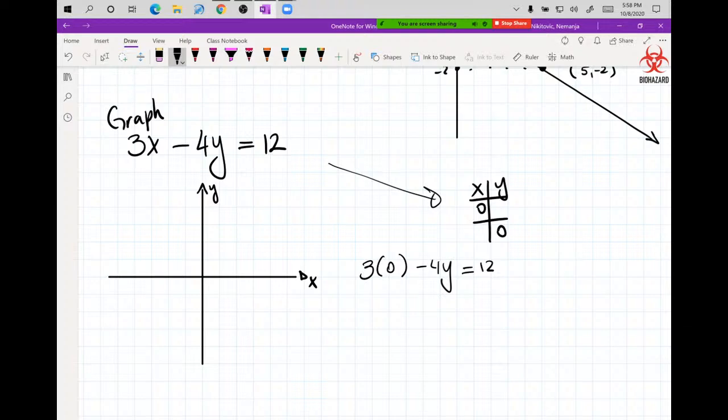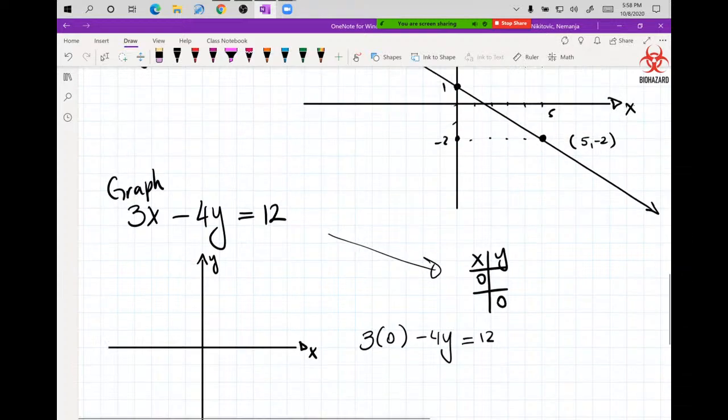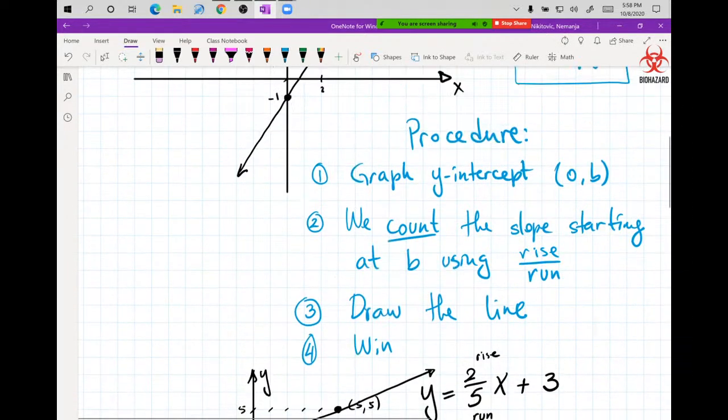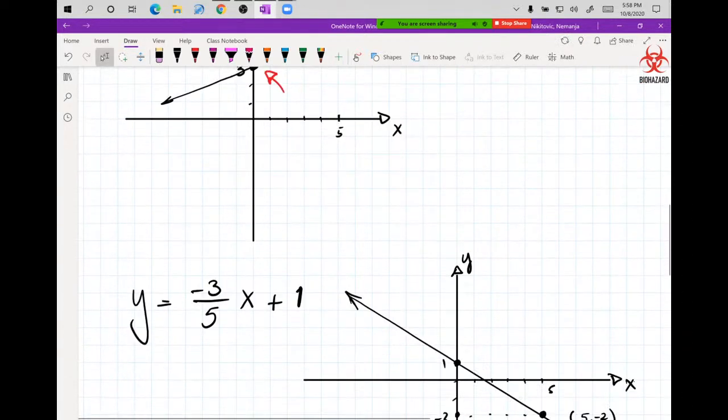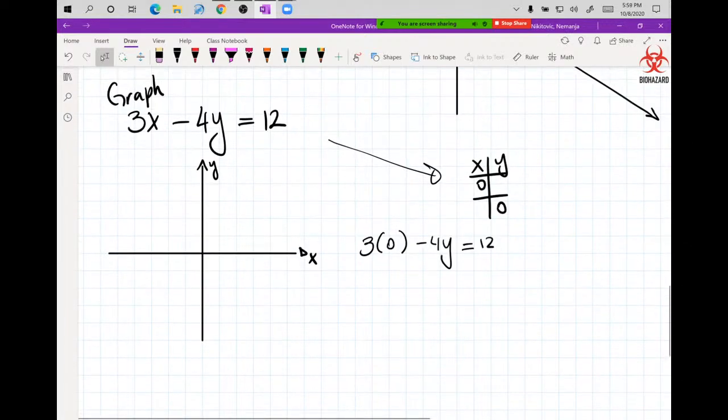Wait, I feel a little lost. Is it always going to be the way you just set up the x and y? Is it always going to be a 0 and a 0 underneath it like that? Yes. That was in 3.3. It's not going to change, and we're going to use the same in chapter 4. So for standard form, you always have your intercepts as the fastest way to graph. For the y equals mx plus b form, you have the procedure where you graph b and then go with the slope. So those are the two.